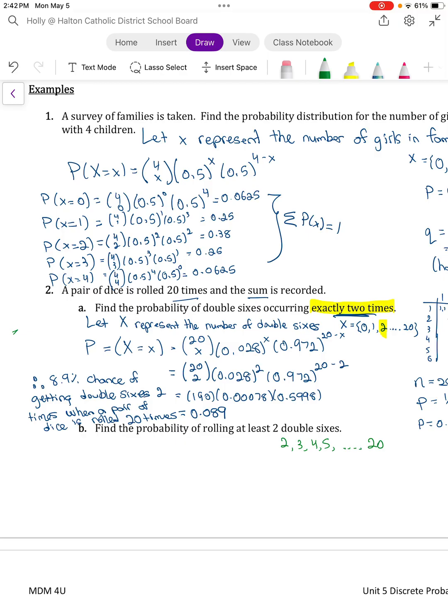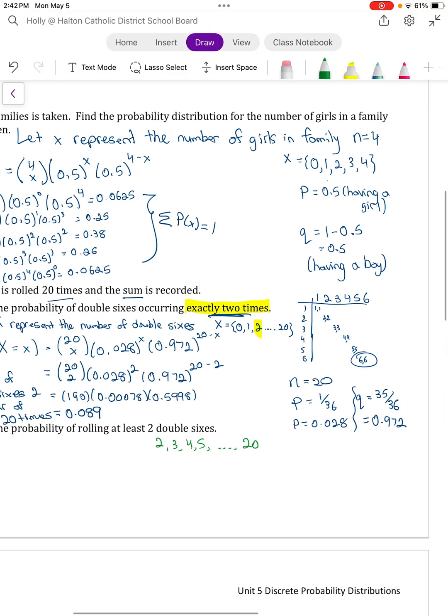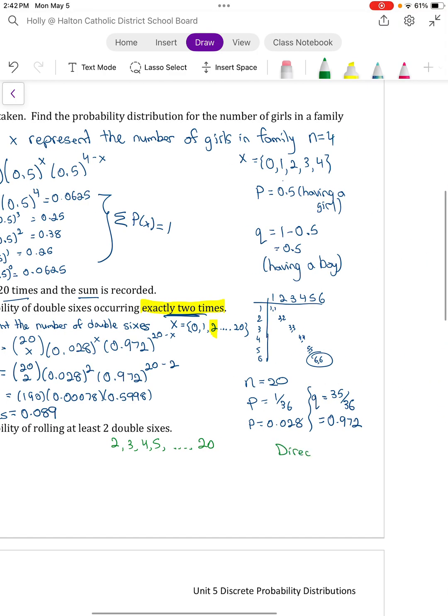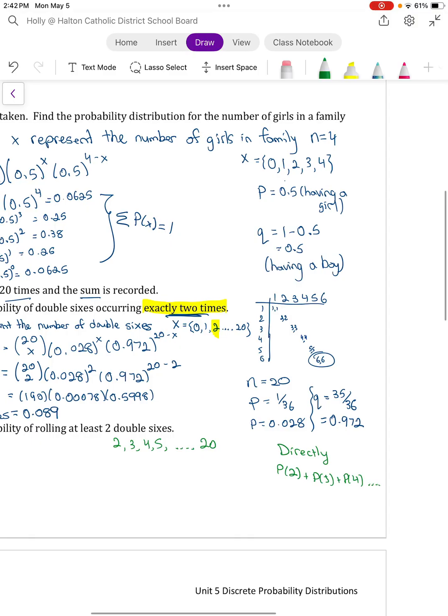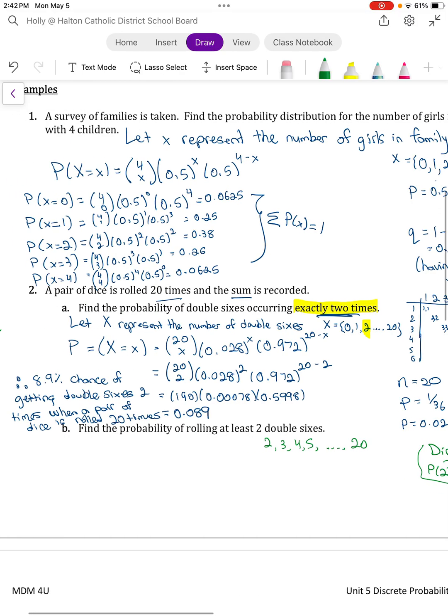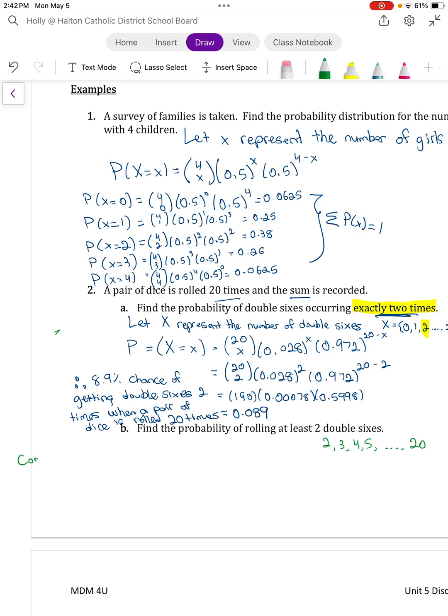So that would take a lot of work to show if I did it directly, right? So if I did it directly, I'll show this here on the side. If I did it directly, I would do P at 2 plus P at 3 plus P at 4, all the way up to P at 20. Okay, that would be a lot. So instead, we're going to use complementary. Okay, so the complementary event.